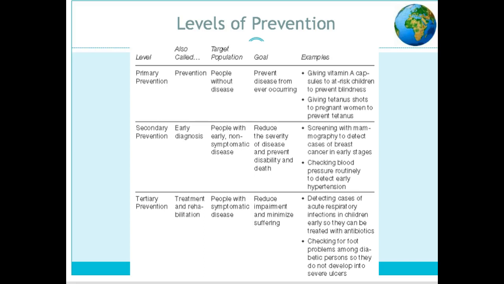And then tertiary is really treatment and rehabilitation. The target population is people with symptomatic diseases, and the goal is to reduce impairment and minimize suffering in the individual. Examples might be detecting cases of acute respiratory infections in children, so they can be treated with antibiotics, or checking for foot problems among people with type 2 diabetes, so they don't develop ulcers and have to amputate their legs.